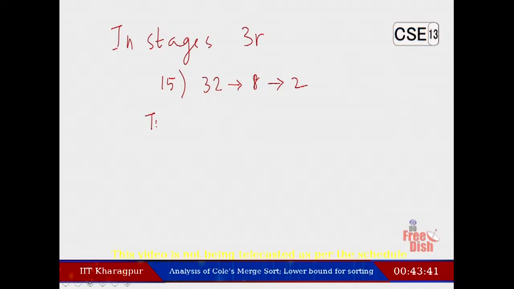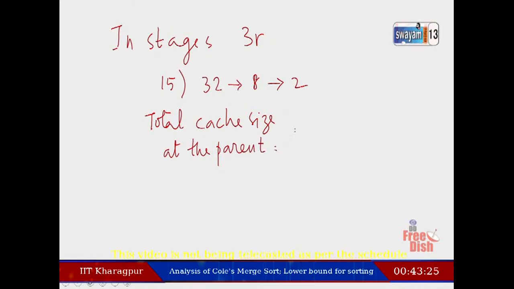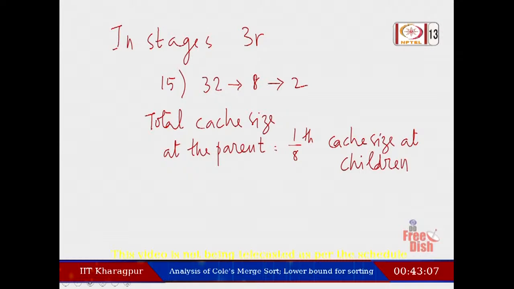Therefore, the total cache size at the parent is 1/8 of what it is at the children. That is when you put both the children together. So what we find is that the total cache size at the parents level is 1/8 of the total cache size at the children's level.